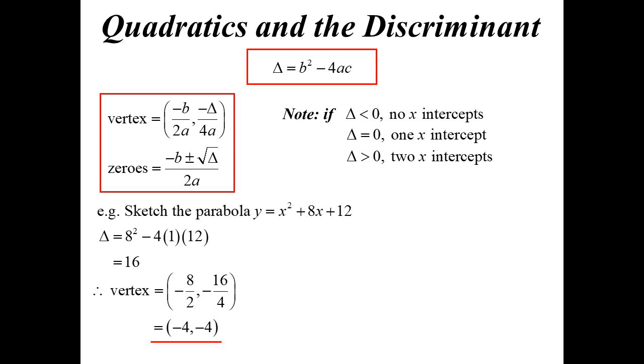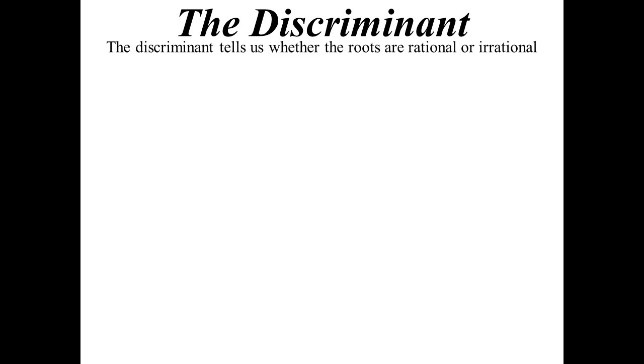Okay, so a bit more about this thing we call the discriminant. It tells us also whether the roots are going to be rational or irrational. If the discriminant is greater than 0, that tells me I've got two solutions, two x-intercepts. Or the way we say it, they have two different real roots. There are going to be two different solutions. It will cut the x-axis twice.